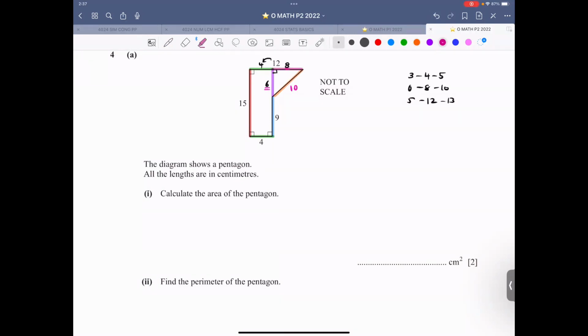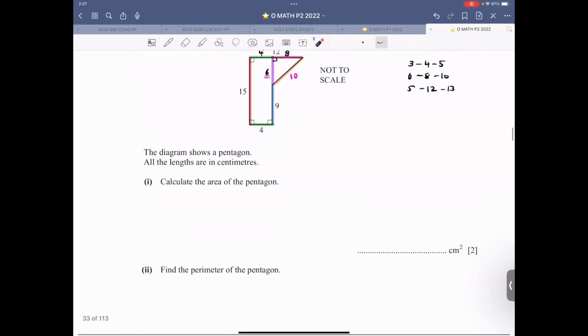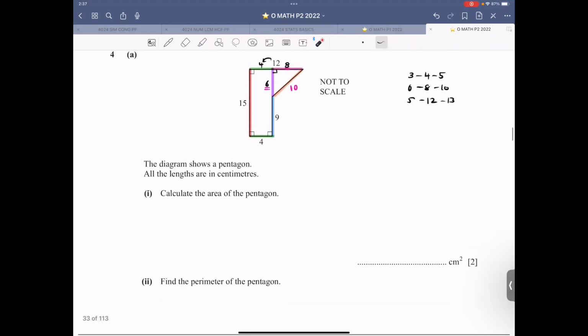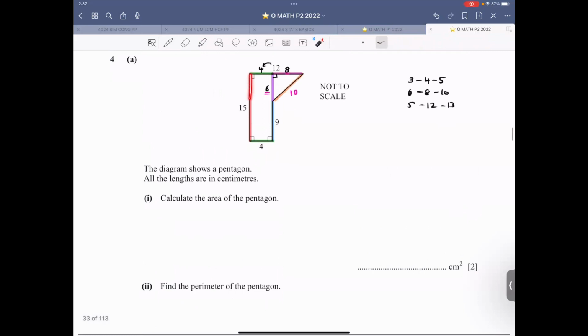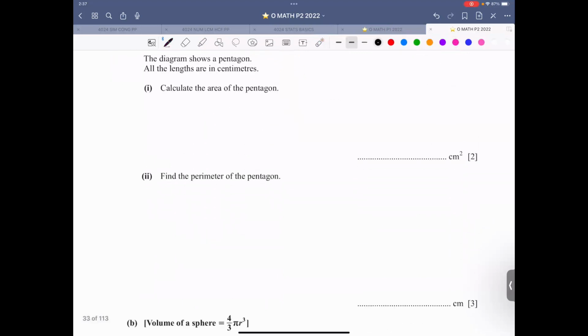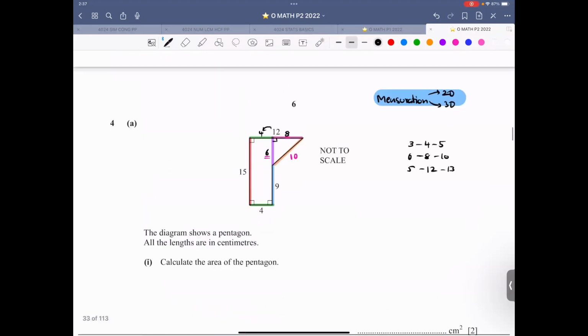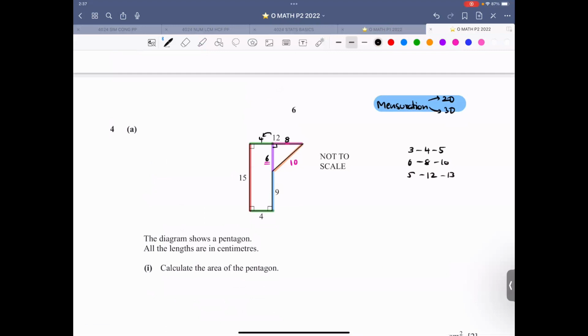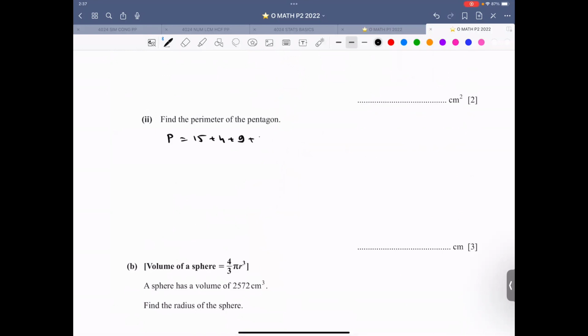Okay. So if I talk about the perimeter, it's for 3 marks. So basically, I've done the working, and all I have to do is add it up. So this is 15, 4, 9. The 6 is not included. 15, 4, and 9. Let me first write this thing. So that is 15, 4, 9. And then we have this side one, that is 10, and this whole thing is 12. So this is 10, and this is 12.